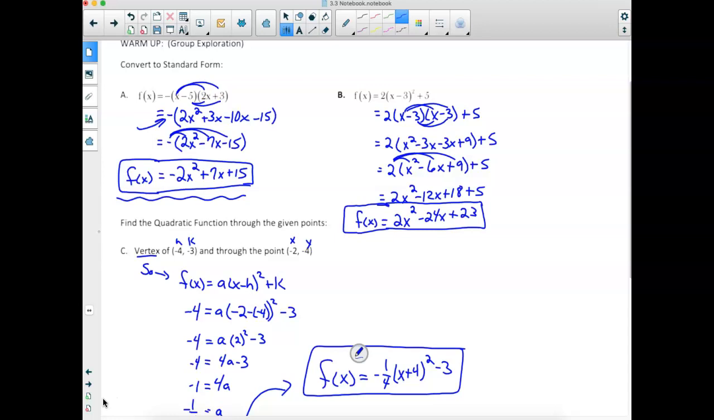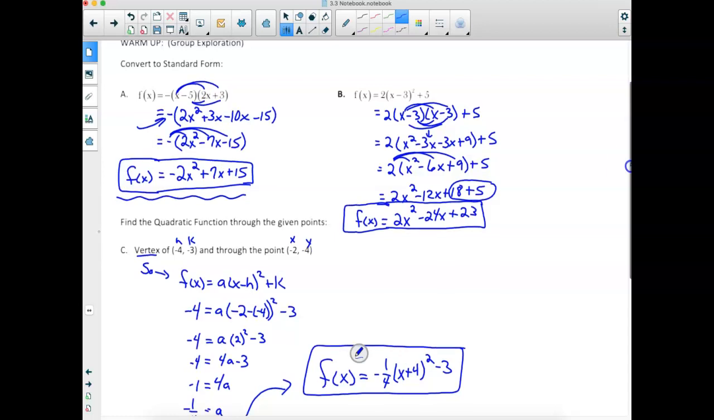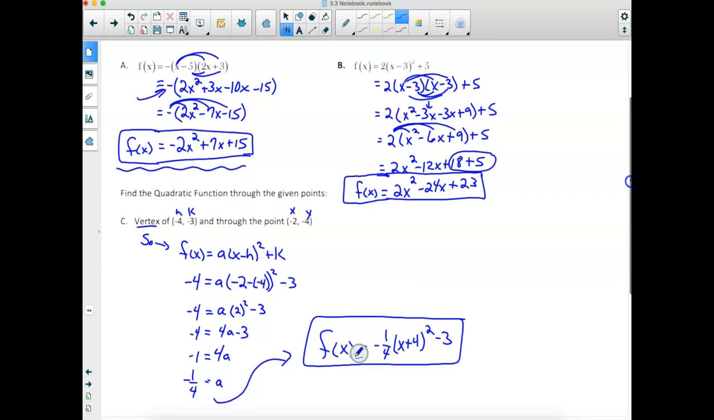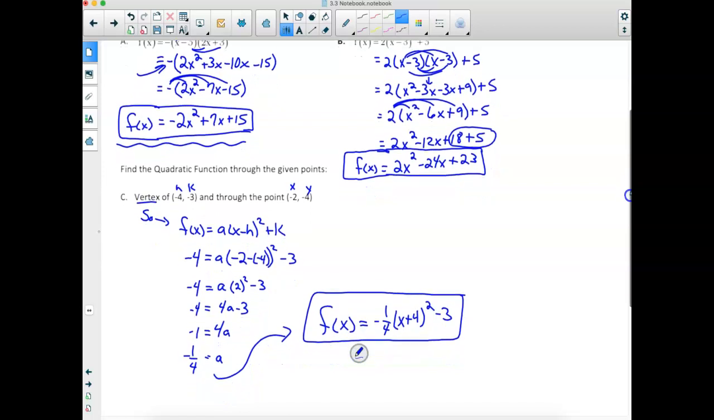B, the next big thing: most people say (x minus 3) quantity squared is x squared plus 9. Big mistake. That means (x minus 3) times (x minus 3), so I have to double distribute. The 5 is the very last thing I do when I add it in. After I double distribute, I have to distribute that 2 too. Standard form for B should be 2x squared minus 24x plus 23.